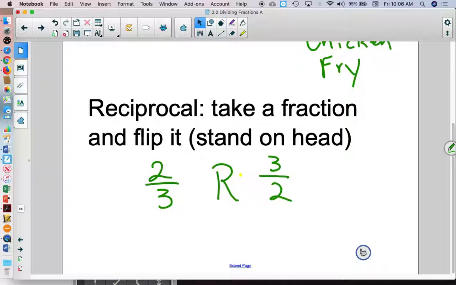What's the reciprocal of 5? 1 over 5. I like that. There's 5, and its reciprocal would be 1 over 5 or 1/5. Good. I didn't trick you. Nice job, kiddos.